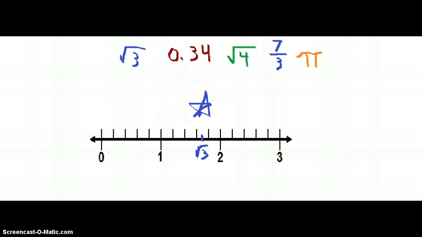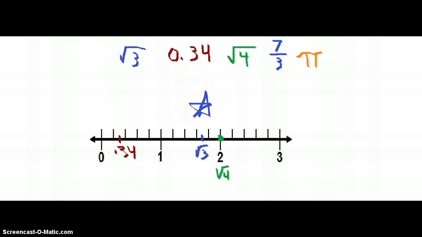The second one, 0.34, that one ends, we could write it as a fraction. It could be 34/100. So I'm going to come over here and I'm going to mark that, and that is a rational number. So I'm not going to put a star over that. The square root of 4. The square root of 4, just because something's a square root, don't automatically assume it's irrational. 2 times 2 equals 4, so the square root of 4 is a perfect square. So we know it's going to be right there over where the 2 is.